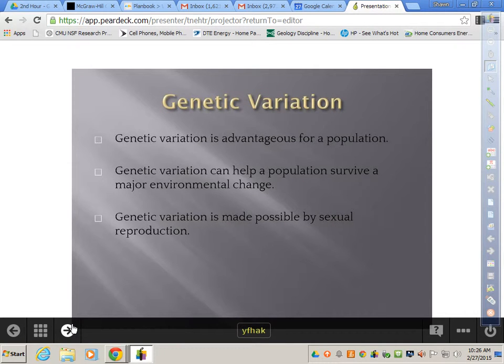So in sexual reproduction, existing genes are rearranged, and meiosis is the process that makes the rearranging of genes possible.